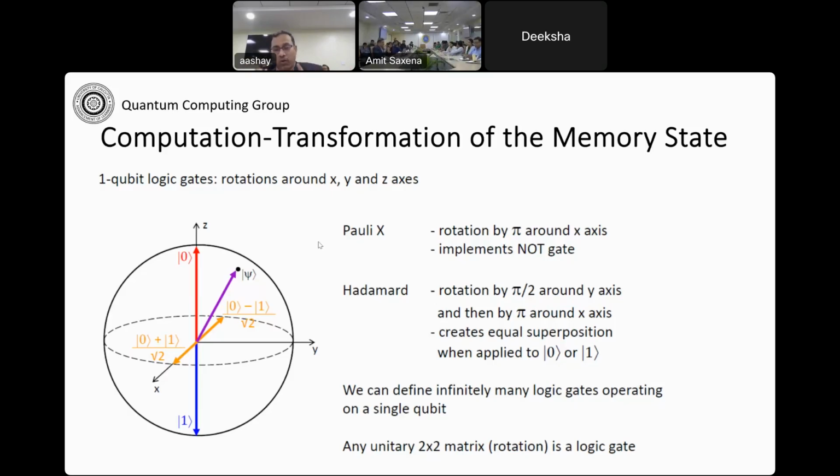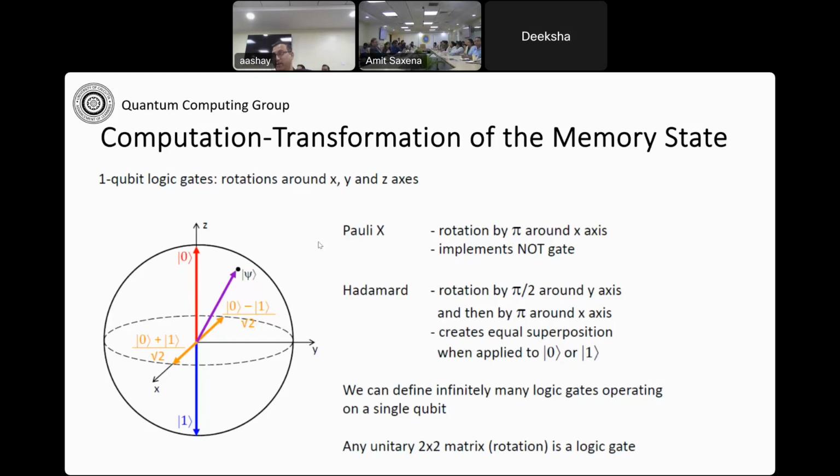Another important thing is that these transformations of the quantum system can be mathematically modeled as matrix operations, right? And these matrices are special matrices called unitary matrices. Unitary matrices are matrices which have determinant 1, this is one property. A second property is that they will always have an inverse. Having this inverse makes these quantum operations reversible.